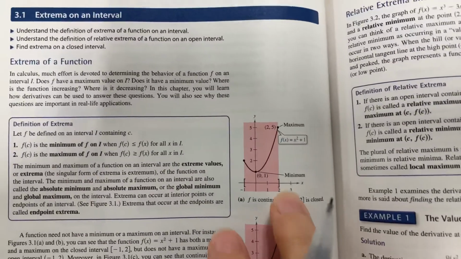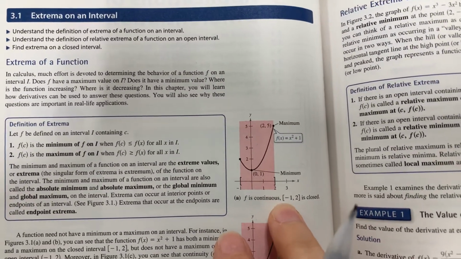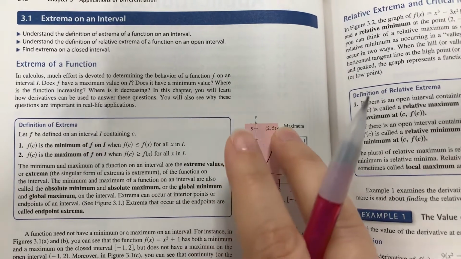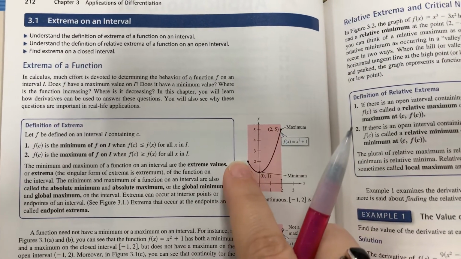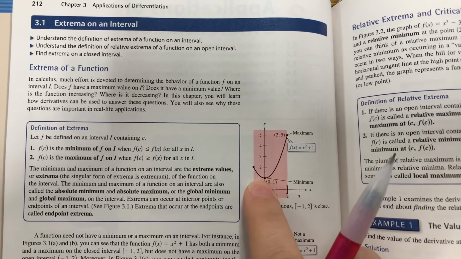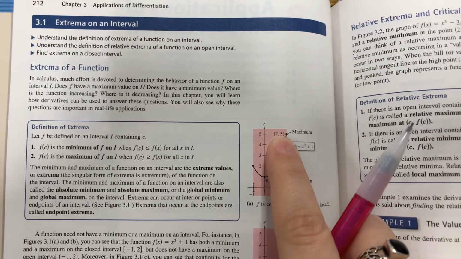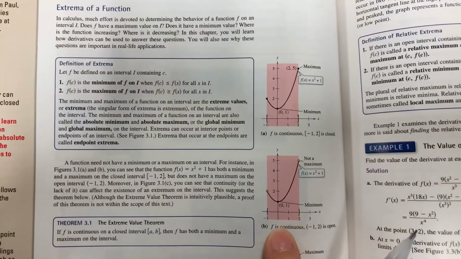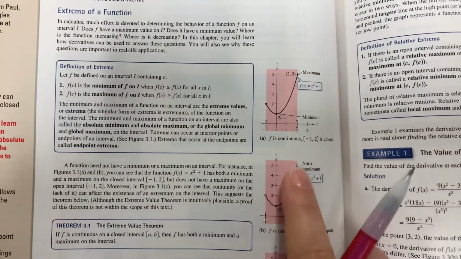So let's look at these as an example. This one is talking about the closed interval from -1 up to 2. We know it's closed because there are closed dots. So there is a minimum value right here, and there is a maximum value right there. Those exist.